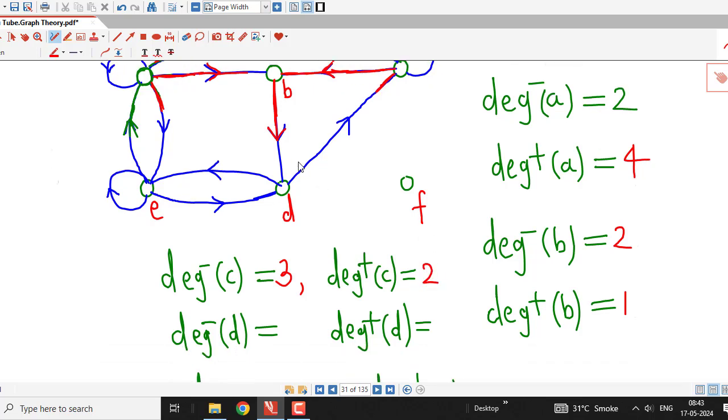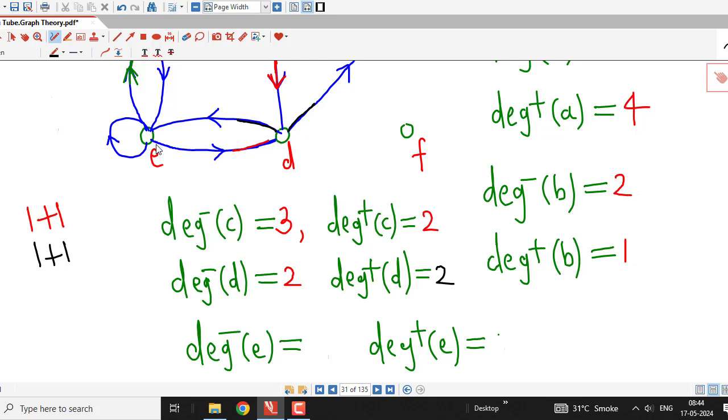For vertex D, this edge is pointing towards D, so 1 is for in degree, this is going out of D, this is going towards D, so we have to count this edge. This is going out of D, that is in degree of D is 2. For out degree we have to determine the edges going out of D, so this is one edge going out of D, and this is also going out of D, so 1 plus 1, 2, and these two are pointing towards D, so out degree of D is 2.